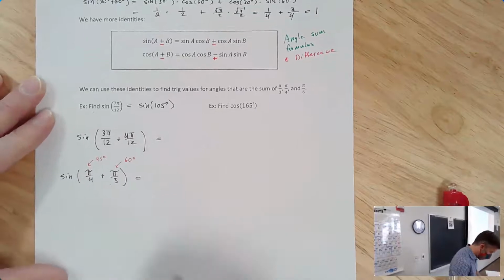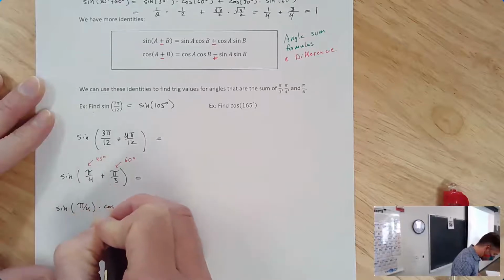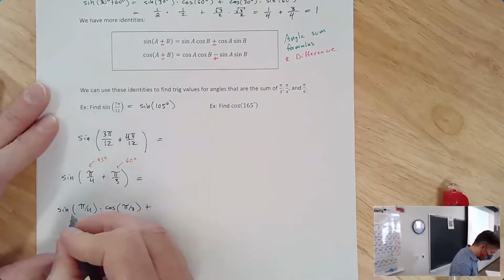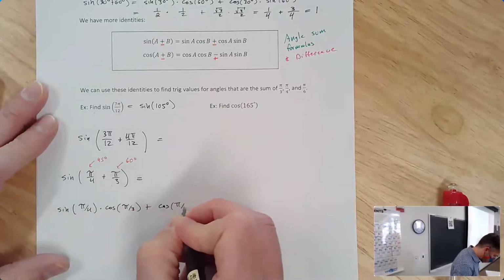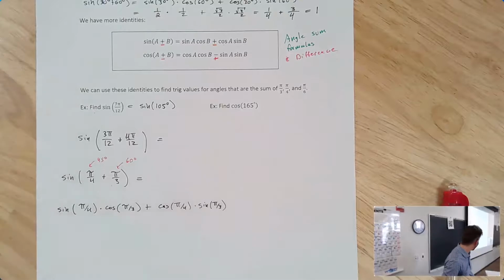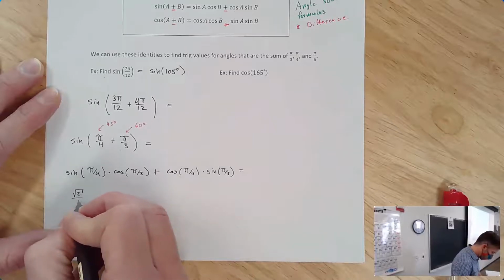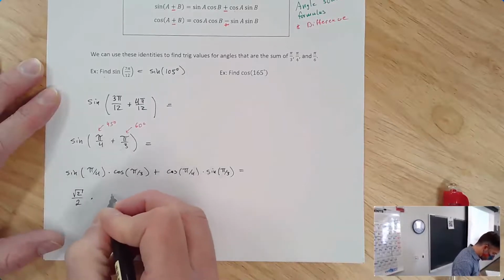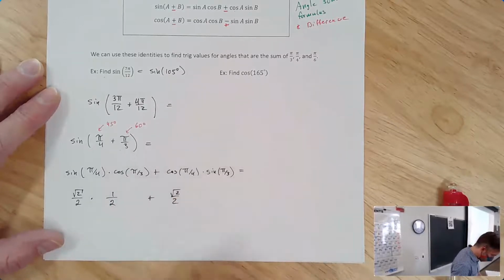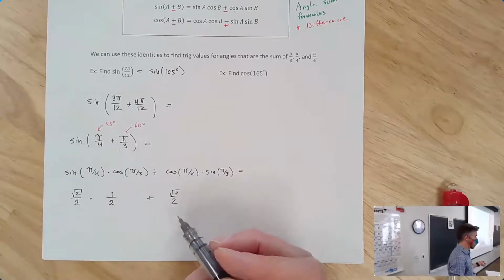So then I'm going to use the formula. This is going to be sine of pi over 4 times cosine of the other angle, plus, and then you switch it. Instead of having sine of pi over 4, you have cosine of pi over 4. Instead of having cosine of pi over 3, you have sine of pi over 3. Sine of pi over 4 is root 2 over 2. Cosine of pi over 3 is 1/2. Cosine of pi over 4 is also root 2 over 2. And if I know that cosine of pi over 3 is 1/2, I know that sine of pi over 3 is the other value that goes with it, which is root 3 over 2.